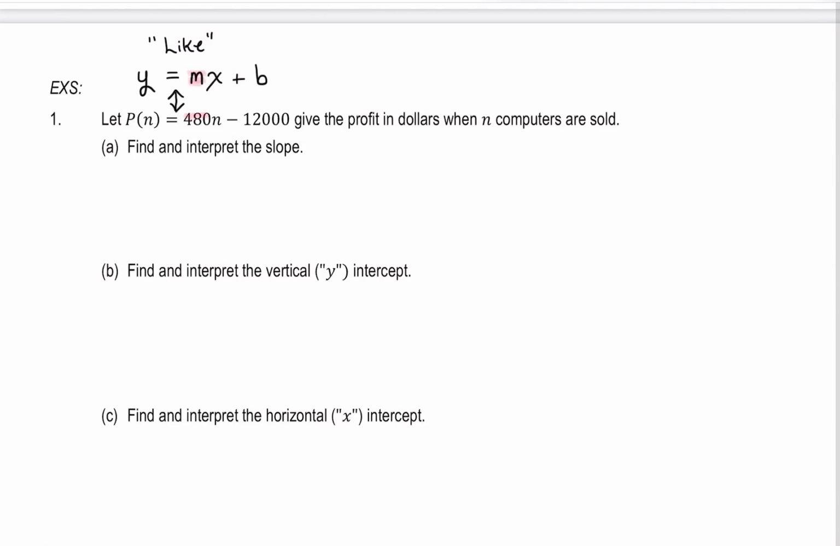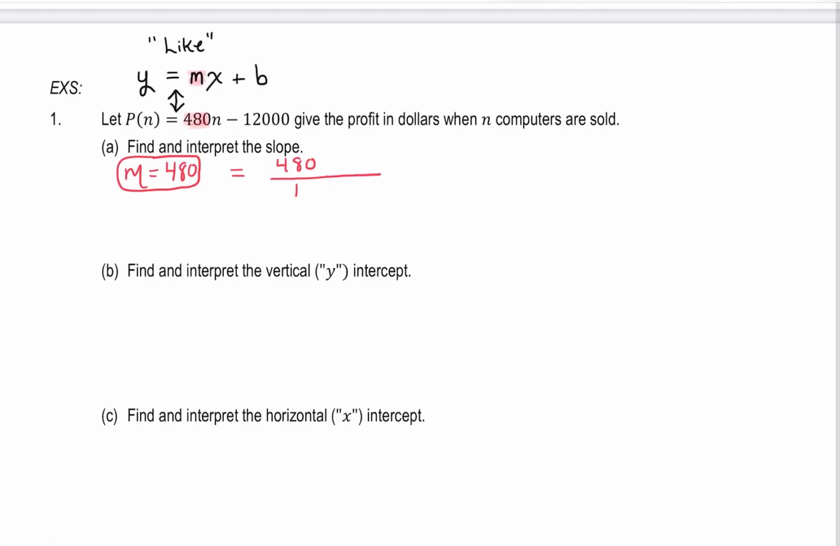Well, the slope is, in this case, 480. So our slope here is 480. Now we want to interpret that slope. So we want to think of slope for interpretation's sake: if it's not a ratio, put it over 1. And then what you want to do is tack on the labels that give a practical sense of what this change in y over change in x is.